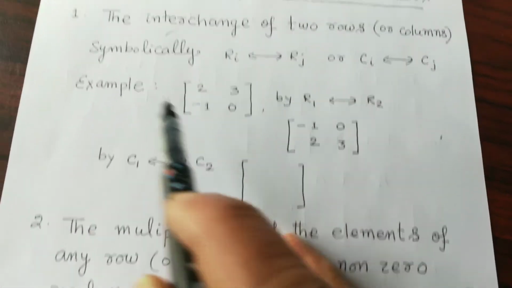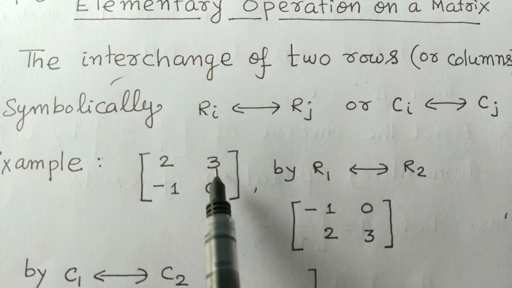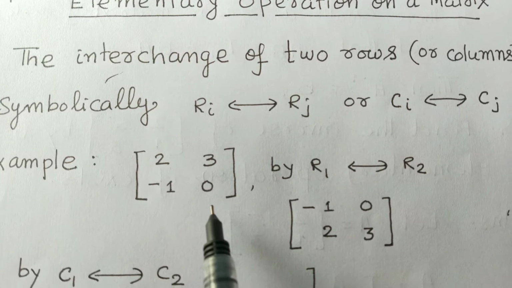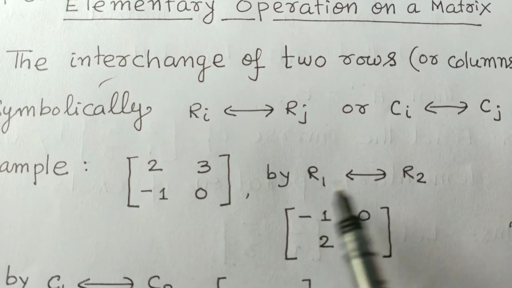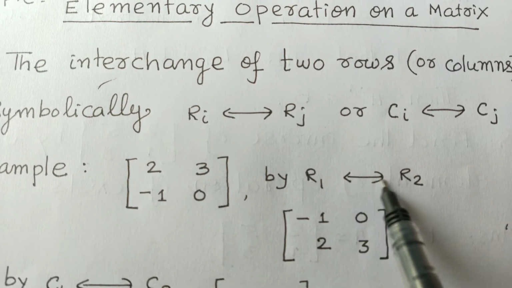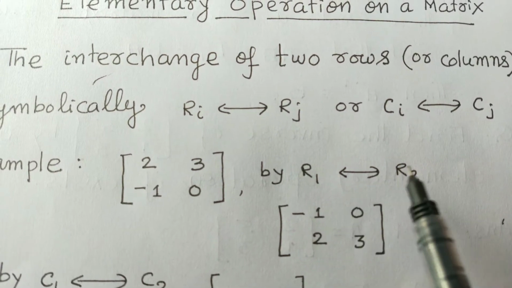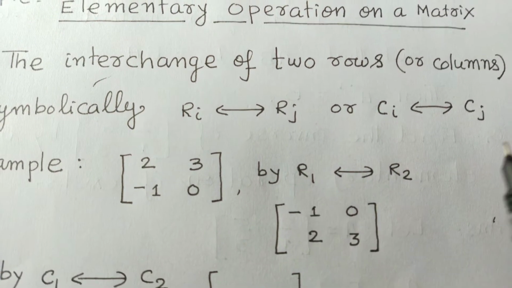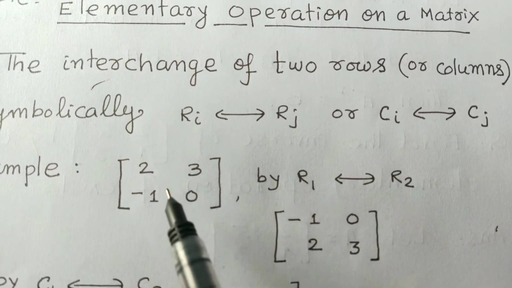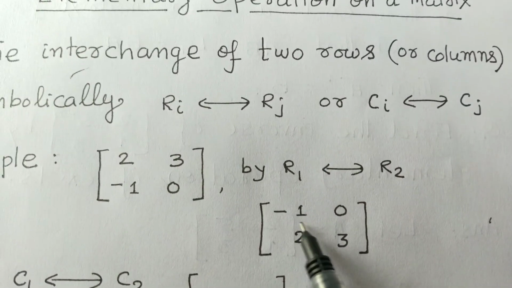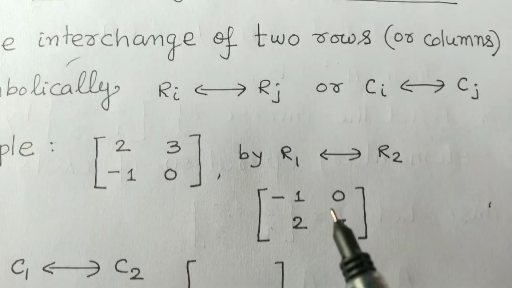Say for example, here is a matrix 2, 3, minus 1 and 0. If I want row 1 and row 2 to be interchanged, symbolically interchanged, you can see this is interchanging. Row 1 is changed with row 2 and row 2 is changed with row 1. So what will we get? Row 1 will change to row 2, row 2 will change to row 1, so you will obtain minus 1, 0 and 2 and 3.